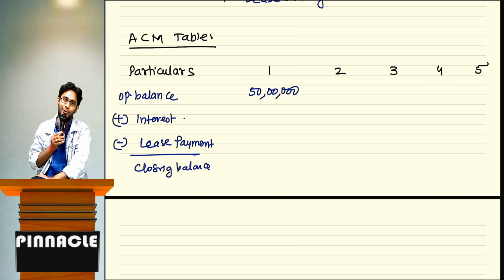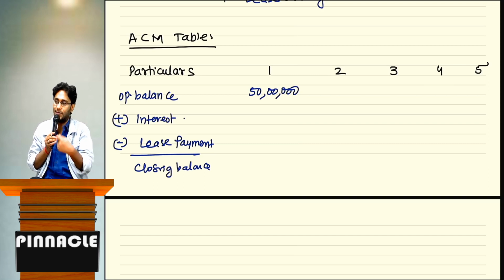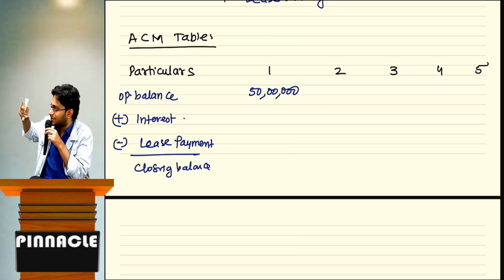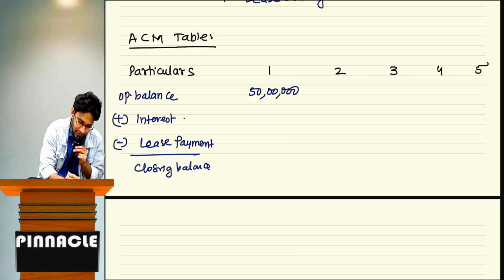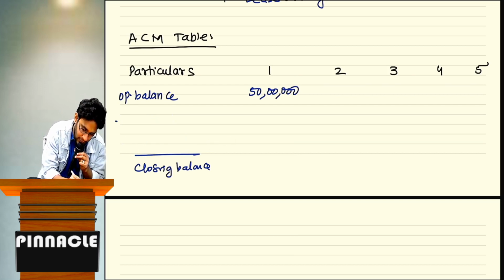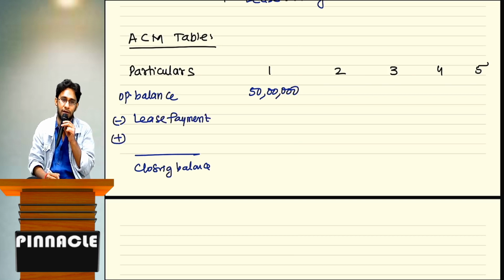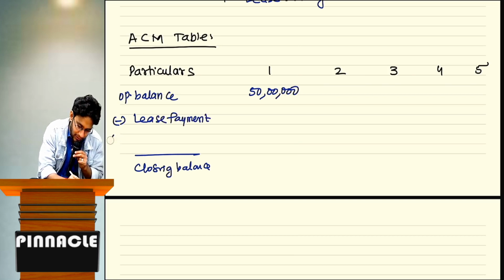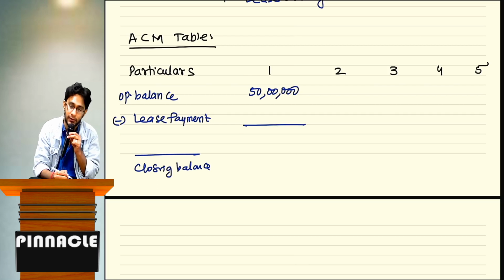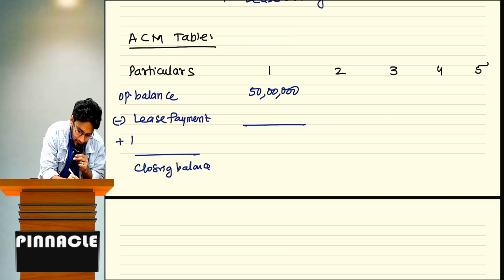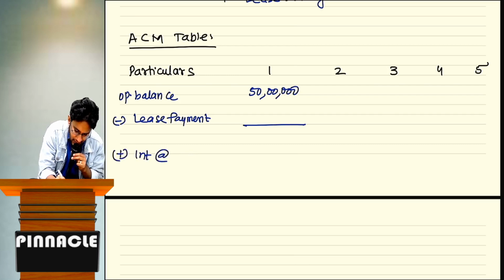But this ACM table will work only when cash flows are payable at the end. When cash flows are payable at the beginning of the year, you have to interchange the second and third row. So first what you do is, first remove the lease payment and then on the balance you have to apply the interest. We need a total of that balance also. On this balance you have to again add interest at whatever rate is there, and then that will become your closing balance.